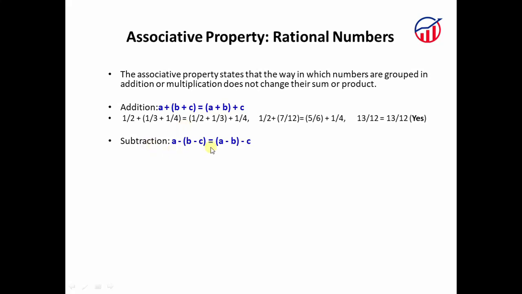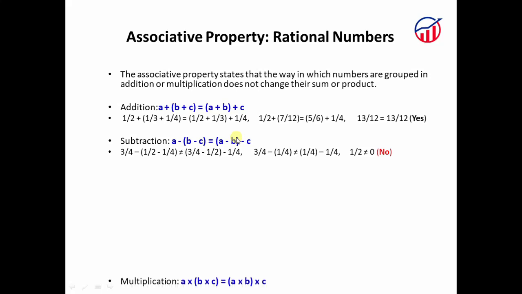So a minus b minus c is equal to a minus b minus c. Here you are grouping b minus c and a minus b. Let's solve with examples. So you have 3 upon 4 minus half minus 1 upon 4 on both the sides, but you're going to group half minus 1 upon 4 on the LHS and 3 upon 4 minus half on the RHS. Solving the brackets first, again 3 upon 4 minus 1 upon 4, and on the RHS 1 upon 4 minus 1 upon 4. So the answer is half, which is not equal to 0. Hence the associative property does not hold for rational numbers for subtraction.